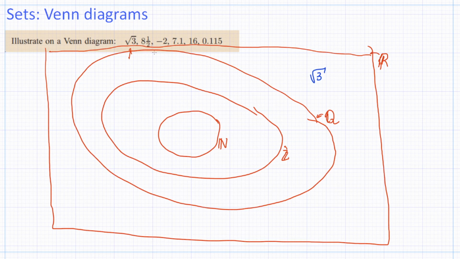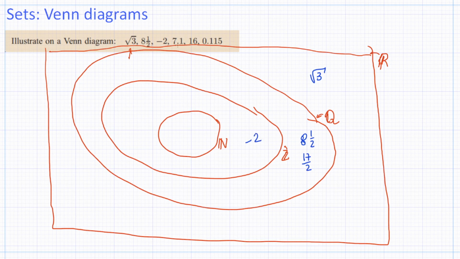8.5. Well, that's a number that's written as a fraction, so that's a rational number. You can always write this number as 17 halves, right? 8 times 2 is 16, so 17 halves. That's the same thing. Now, -2, well, integer numbers.